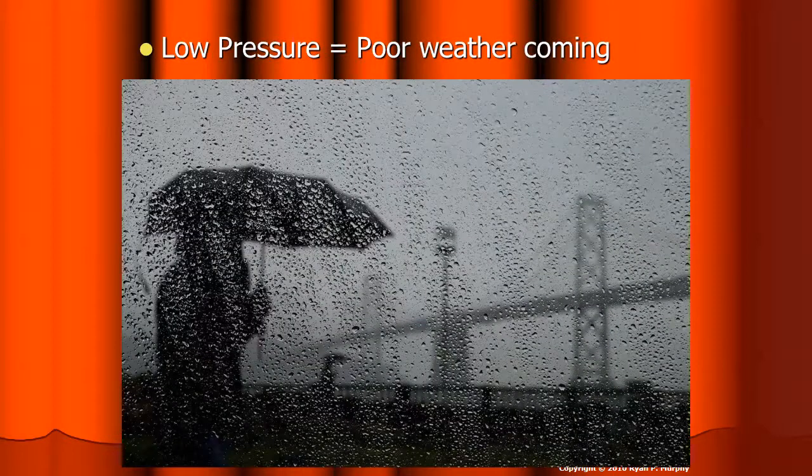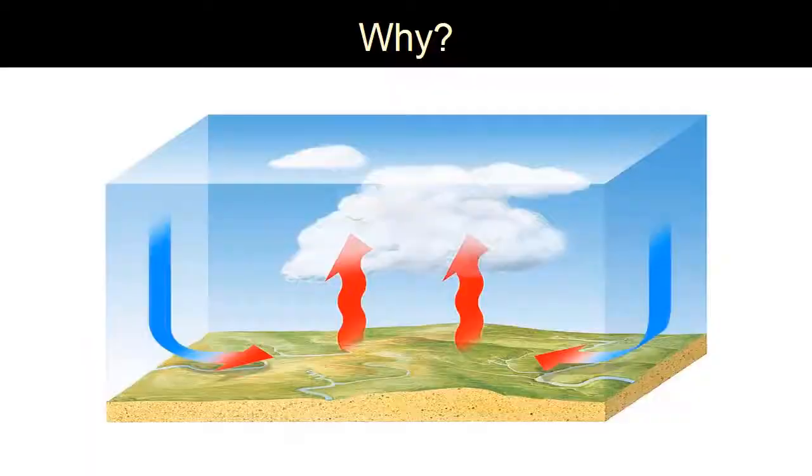But on the other hand, low pressure equals poor weather coming. So if we have low pressure now, or if we have a decreasing pressure, that means that we're going to have more bad weather coming. And when I say bad weather, I really mean cloudy and rainy. Don't really think of temperature here so much. It's just sunny versus cloudy and rainy.